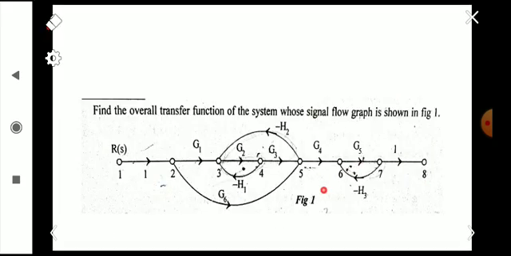And this is an example of a signal flow graph. You can observe the directions of the signal. This is the input and this is the output here. This is the R of S, and this is normally represented as C of S, the output response. And these are some loops, that is, feedback loops.